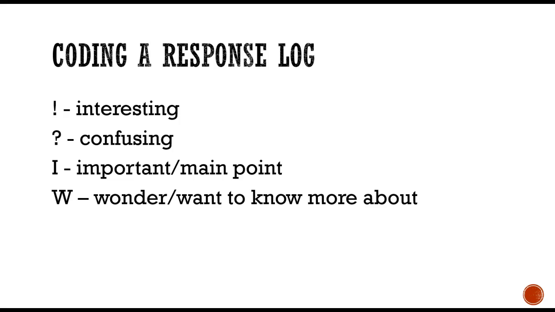These are some of the main abbreviations that can be used in a response log. Students can mark sections with an exclamation point where they find something they read about to be interesting. They can mark sections with question marks where they have questions. They can include an I to indicate that the portion of the reading is important or goes to the main point of the reading. And they can include a W indicating that they want to know more about that particular portion of the text.